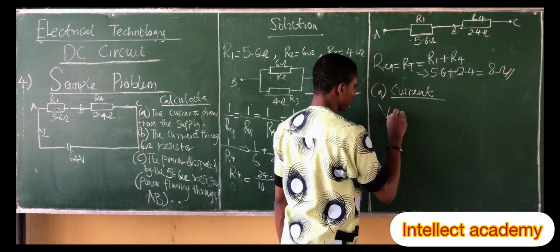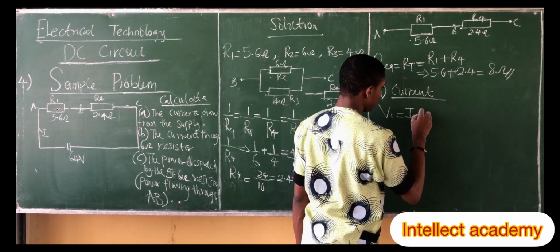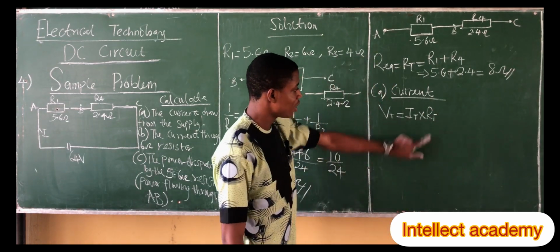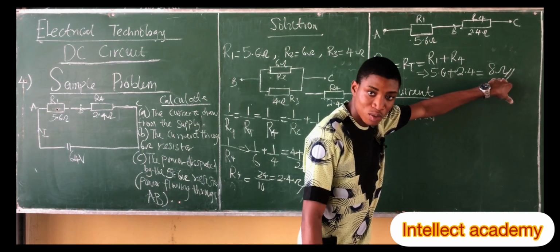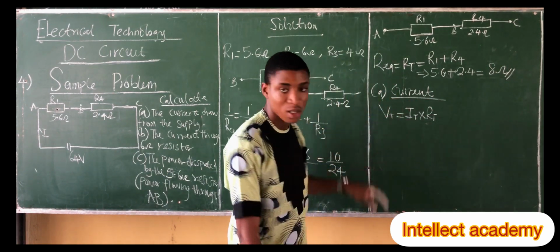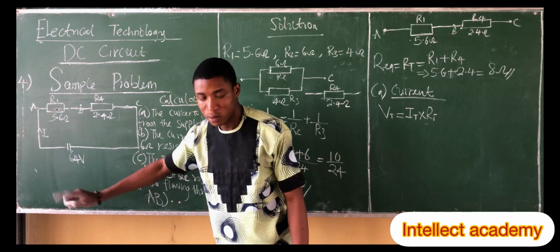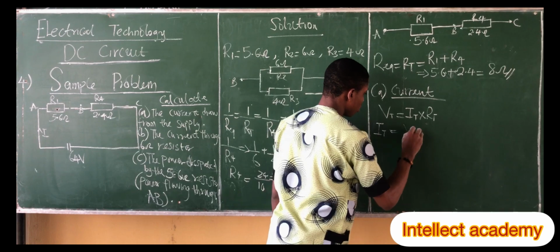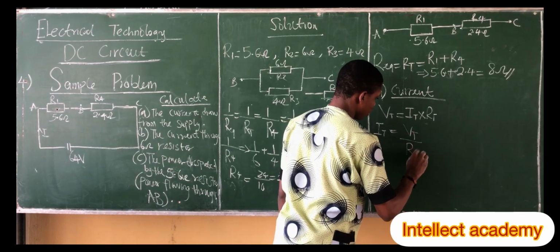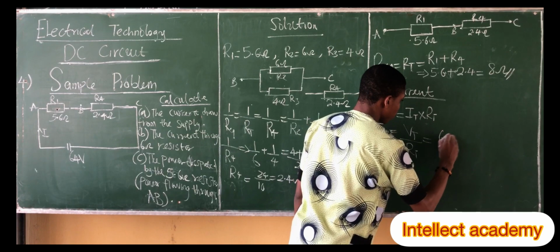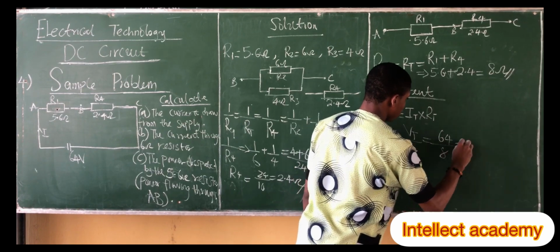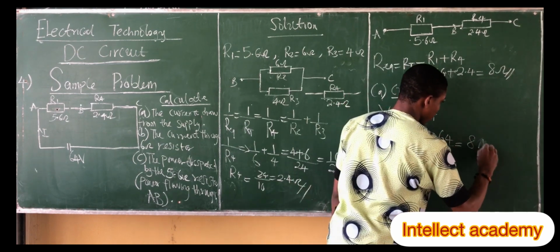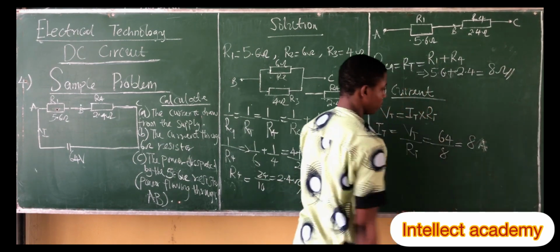we see that Vt is equal to IT multiplied by RC, knowing that the equivalent resistor is 8 ohms and the total voltage is 64. You understand? So we make the current the subject of the formula. The total current is equal to Vt over RC. So we have 64 over 8. This is going to give us 8. This is the value for current. Current is in amperes, so this is 8 A.